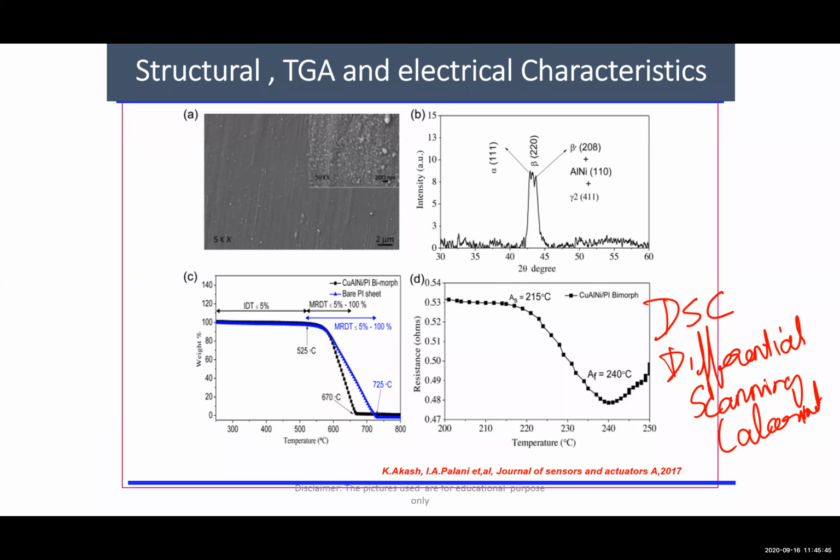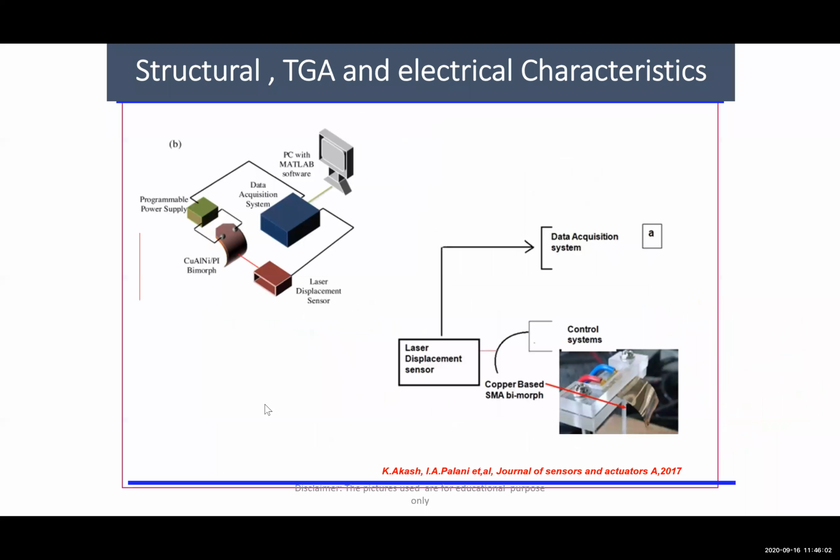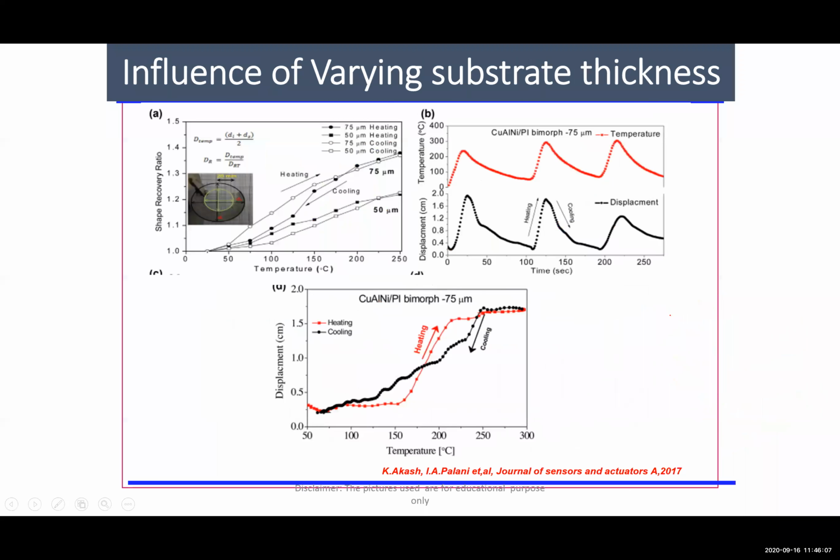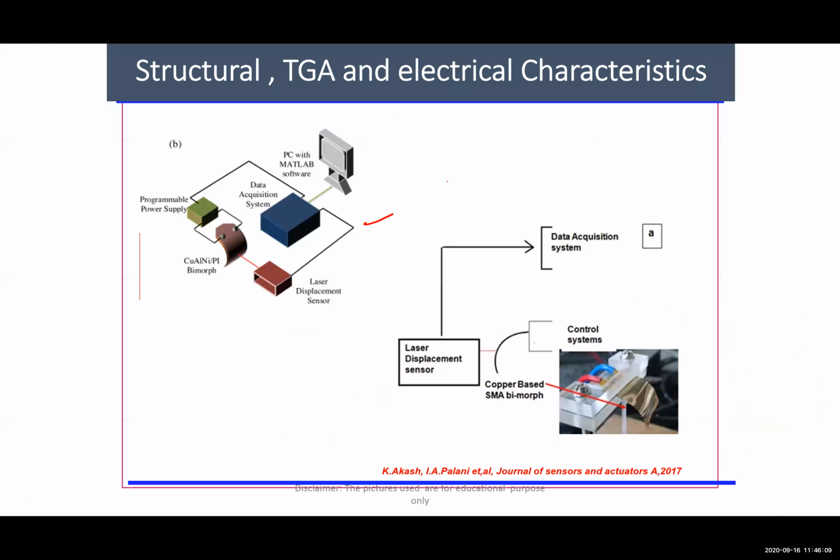This differential scanning calorimetric analysis is quite an interesting system. With it, I can predict my austenite and martensite behavior, that is, my actuation behavior. This is what we have predicted. In fact, we went for a detailed cyclic loading, and for that we developed our own unit, which is mainly meant for studying the life cycle behavior of these shape memory alloy structures.